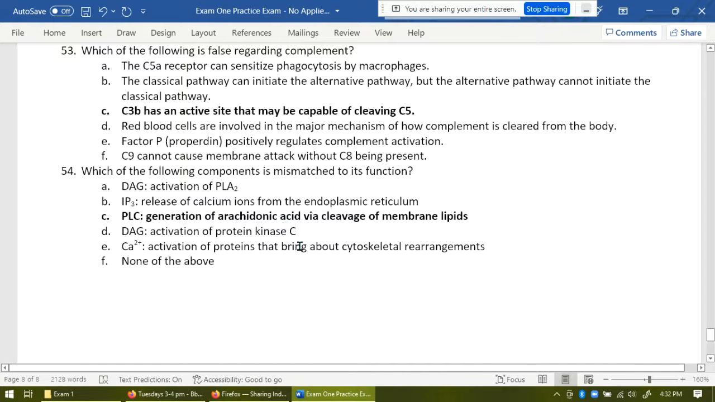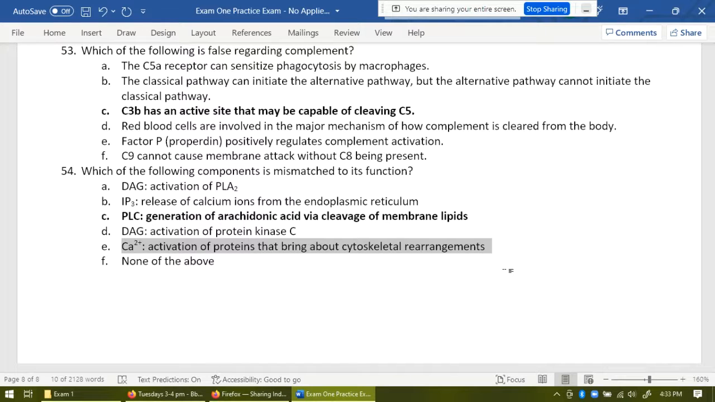DAG, activation of protein kinase C. Yes, that's another thing that DAG does. So it activates protein kinase C, and it activates phospholipase A2. Phospholipase A2 cleaves arachidonic acid from the membrane. Calcium, activation of proteins that bring about cytoskeletal rearrangements. That one is not mismatched. Calcium does indeed bind to calmodulin, which then brings about cytoskeletal rearrangements, chemotaxis, and all that fun stuff.